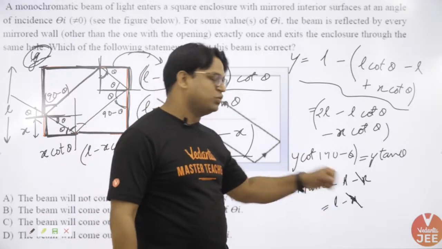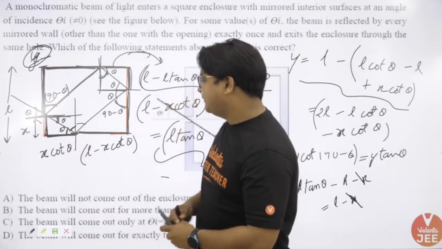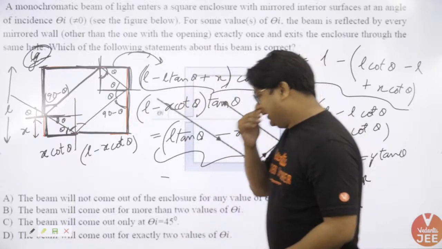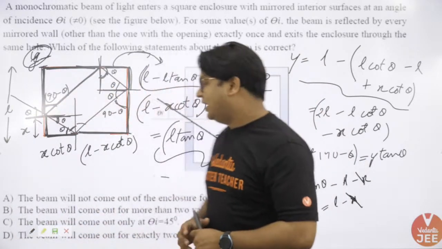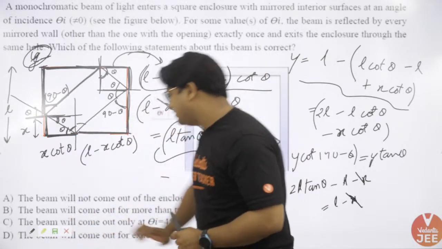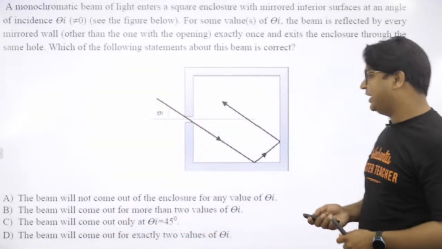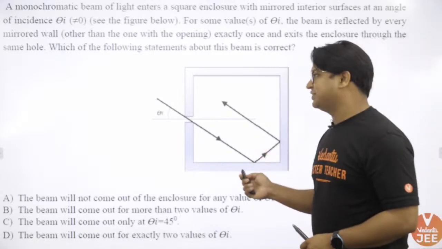2L tan theta equal to 2L, so tan theta equal to 1. Therefore theta equal to 45 degrees. So yes, a little bit of lengthy proof. If you want to, intuitively you could have answered, but again intuition can be wrong, can be right. So a good question, I would say.